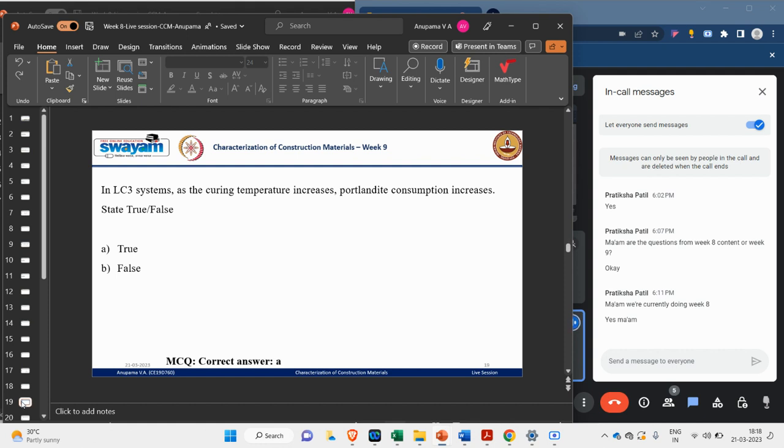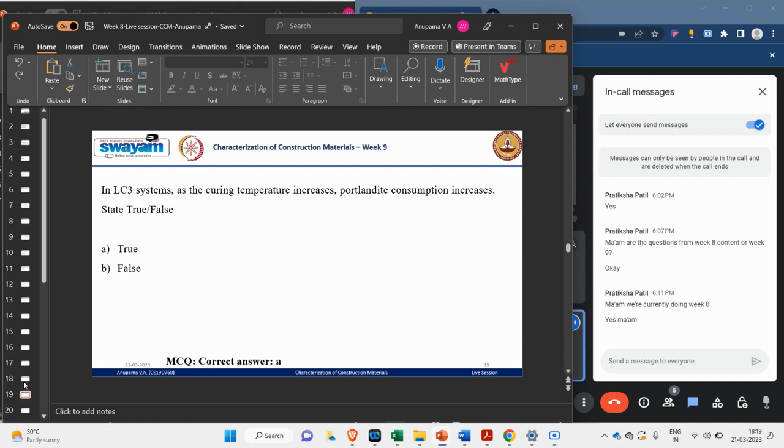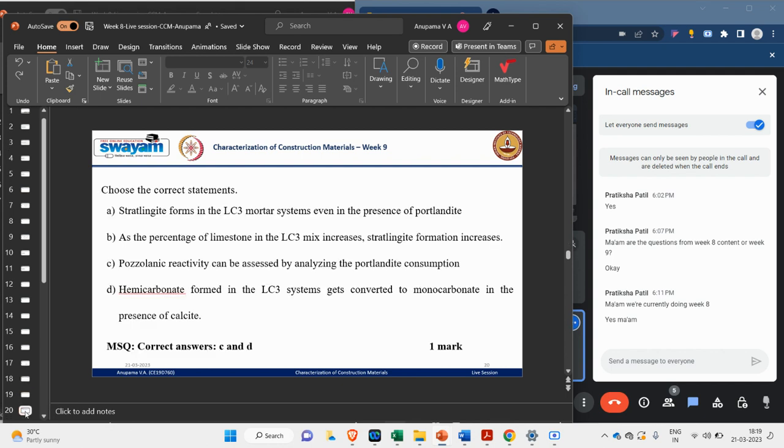So the correct answer is true. LC3 systems consume more Portlandite, and it is even increased at a higher temperature. Let's move to the next question. Now choose the correct statements.